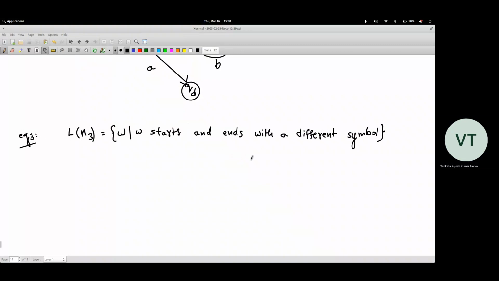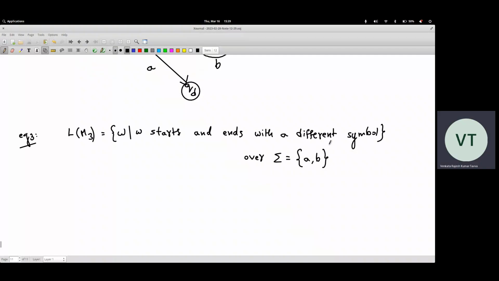And by default, sigma is AB. Like I mentioned in the beginning, almost all the examples which I will be discussing, the sigma is AB. So in case I don't mention, don't think that it does not have any alphabet set. No language can be like that. So if I don't mention, assume that the alphabet set is AB.